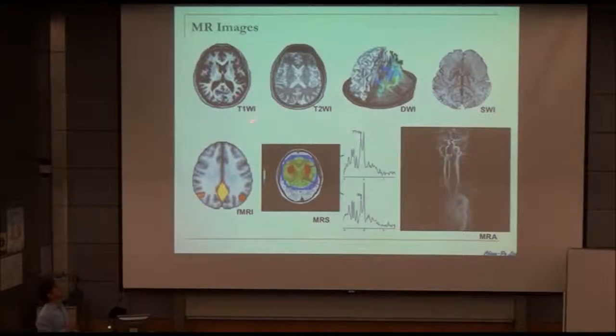So T1 is a kind of signal relaxation property, and T2 is related to spin speed. That means the local magnetic field changes. And also diffusion is another technique I will introduce more later. And susceptibility is based on the local inhomogeneity of the magnetic field. And functional MRI I will also introduce later.